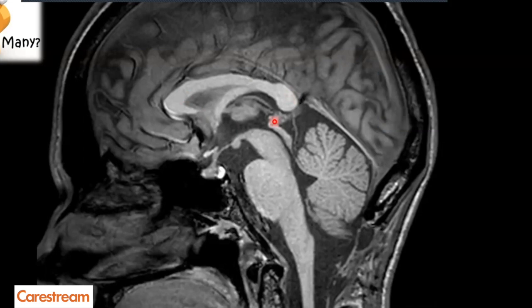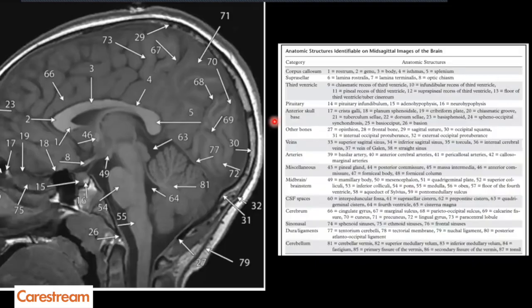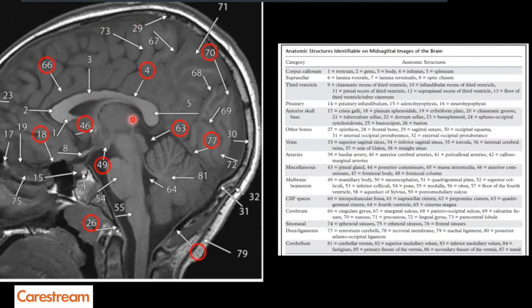If you again look for articles on the anatomy of the mid-sagittal brain, you will find that as many as 87 structures, small and big, can be identified on a midline sagittal brain image. And we will also see some clinical applications of these variant anatomies. So, as I told you, a lot of structures can be identified on the midline plane, but let's see a few important ones. I have marked a few of them. So, let's go through these.